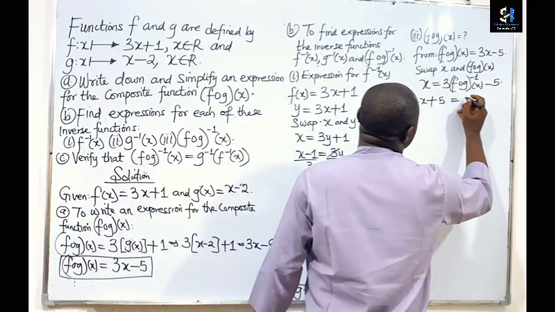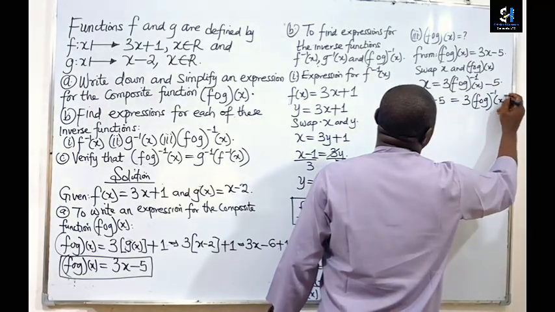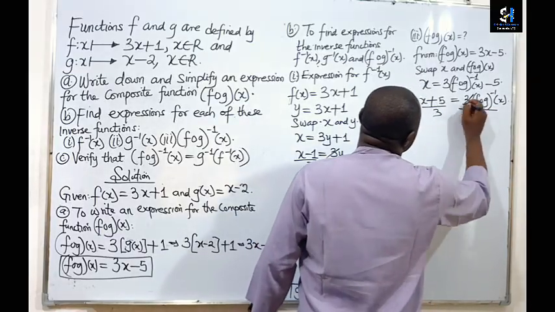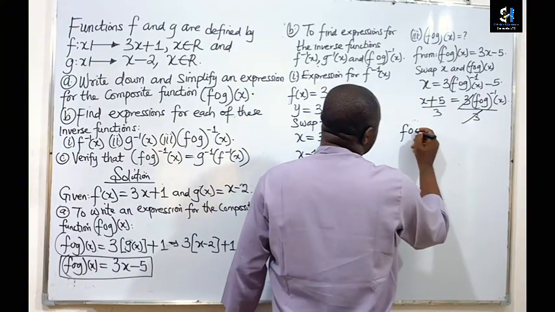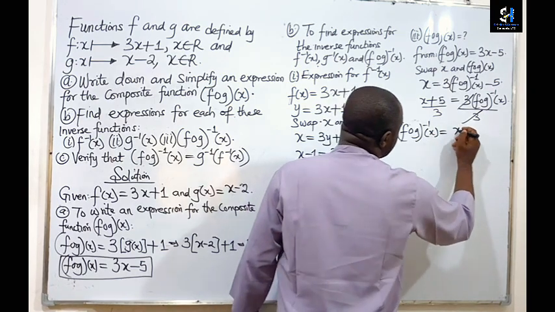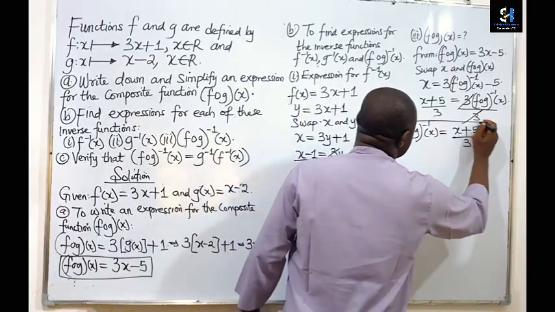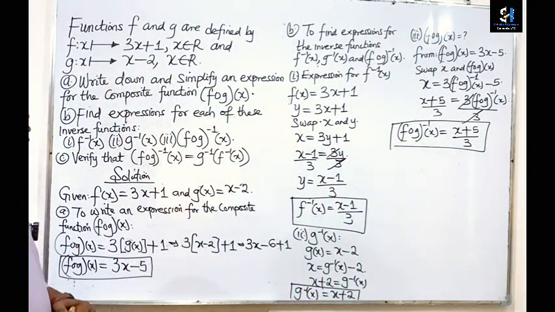And this will be equal to 3 times the inverse of composite function fg of x. So if we divide both sides by 3, the inverse of composite function fg of x will be equal to x plus 5 over 3. So this is the inverse of composite function fg of x.